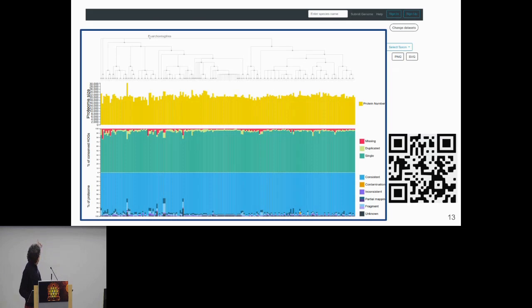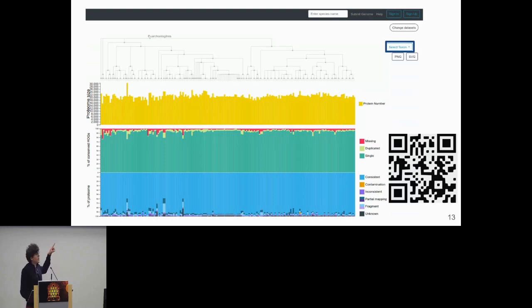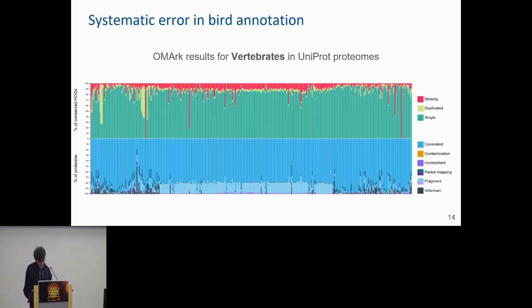You can visualize the data for any clade of interest, where you can see the OMArk results compared to the protein number in the proteome. You can select the taxon of interest using this button, so you can look at the quality of proteomes for any clade. You can also look for specific species in the search bar. And of course, you can also submit your own proteomes to be analyzed with OMArk, and then compare your results to other quality results for the same clade.